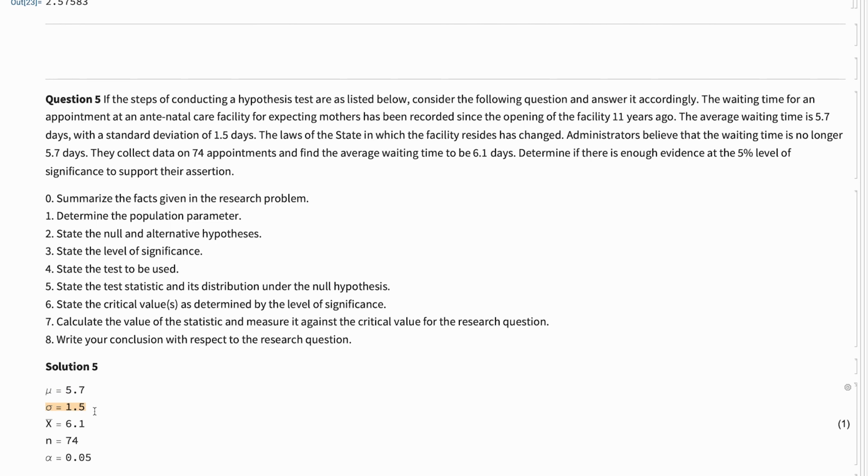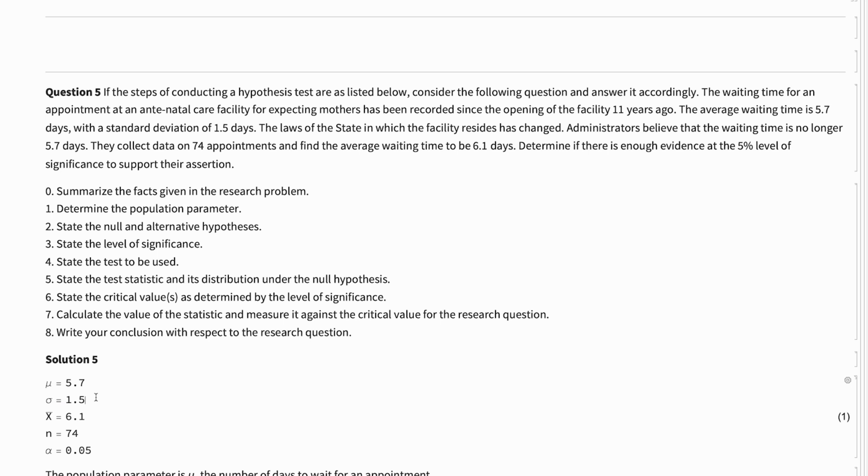Now the laws of the state in which the facility resides has changed. Administrators believe that the waiting time is no longer 5.7 days. Now think about that. They did not claim that it is now less than 5.7 days or more than 5.7 days. They just said it's different from what the population mean is of 5.7. So I have a two-tailed alternative hypothesis as opposed to a one-tailed alternative hypothesis.